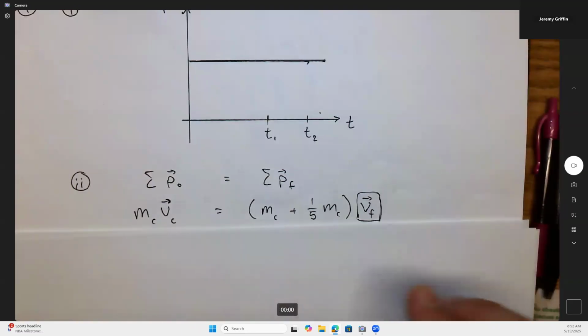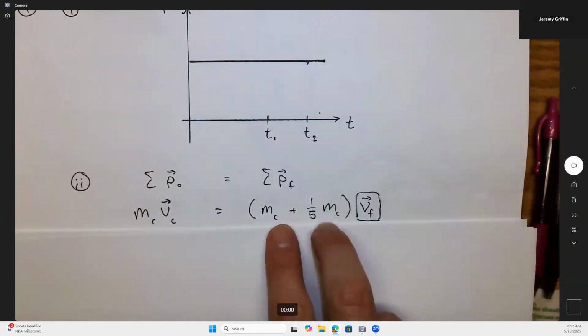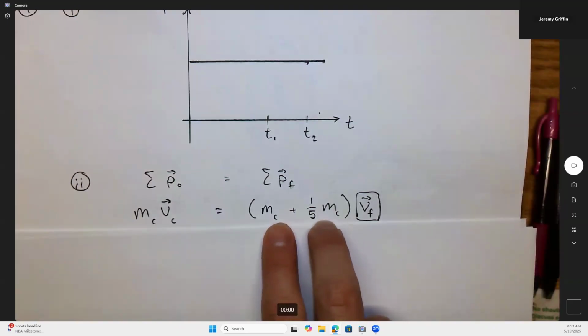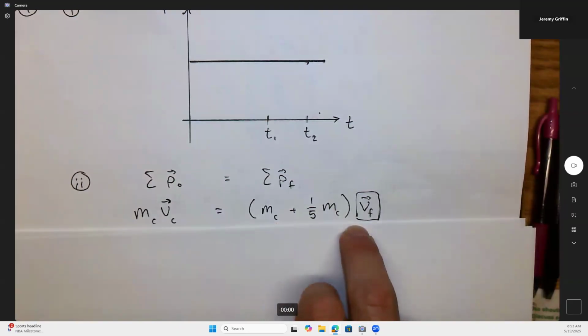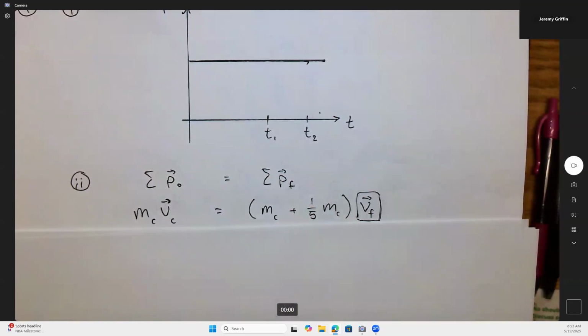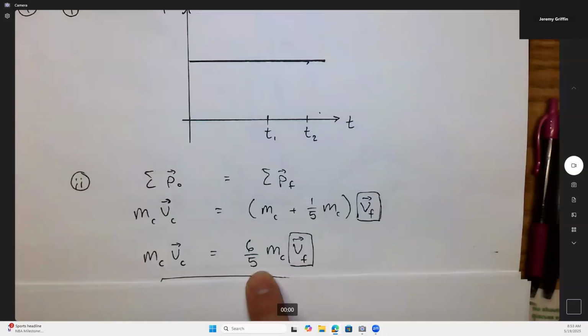And then after they stick together, isn't it M plus a fifth M, which would be 6/5 M? That's the combined mass. It's moving at its own final velocity. Yes, it's all in the x direction. Okay, so this comes out to, it looks like that.